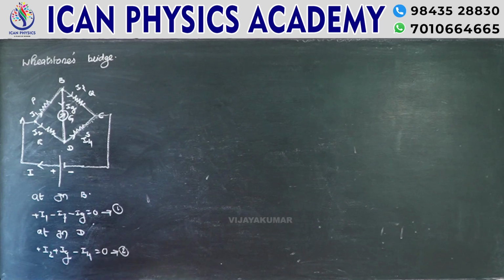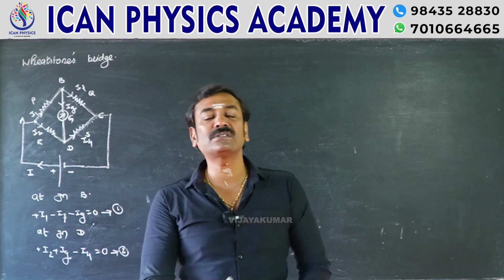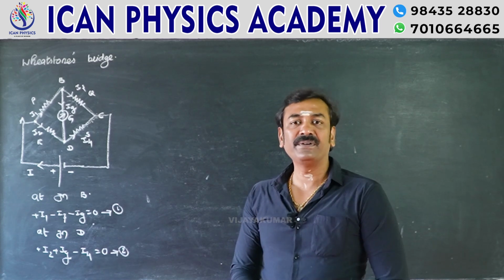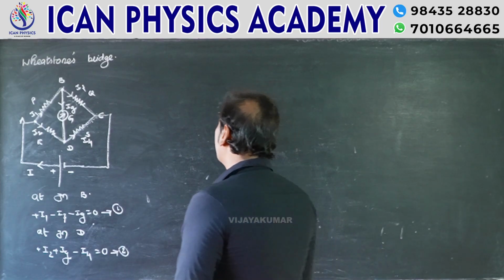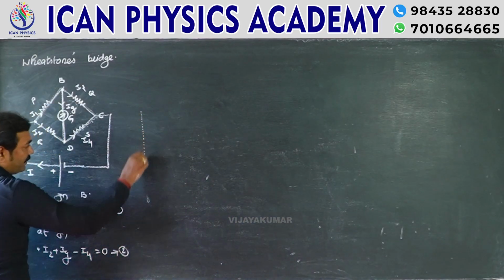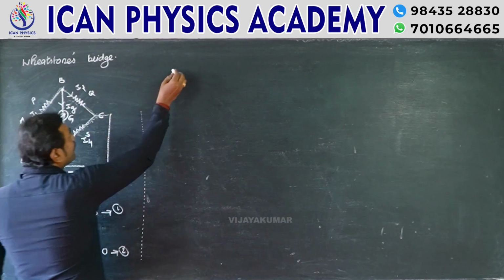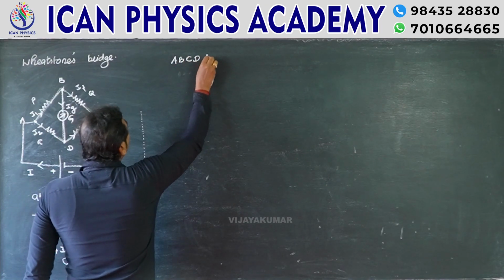Now we are going to take Kirchhoff's second rule. What is Kirchhoff's second rule? The algebraic sum of the product of current and resistance in each part of any closed circuit is equal to the algebraic sum of EMF in that closed circuit. So I want to take a closed circuit. What is the closed circuit? A, B, C, D, A.